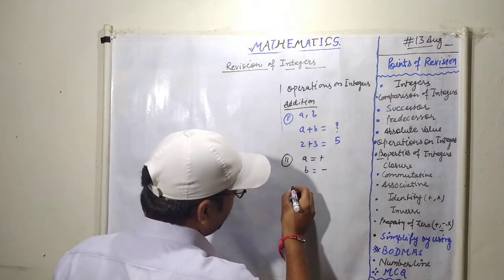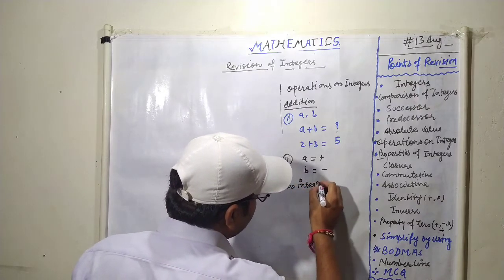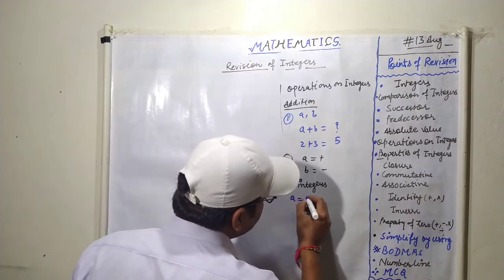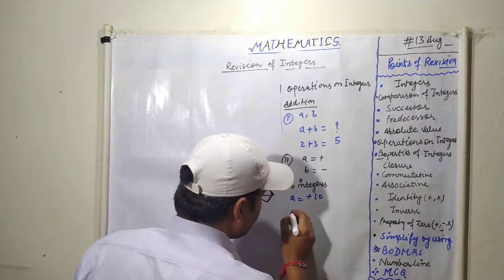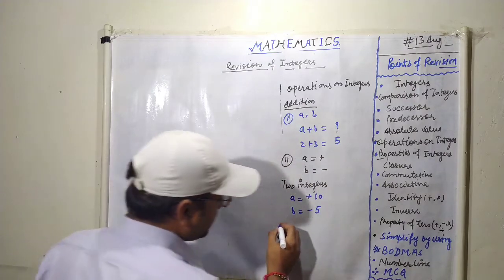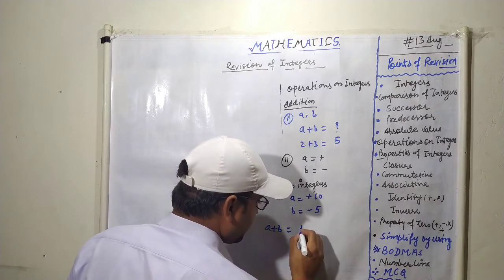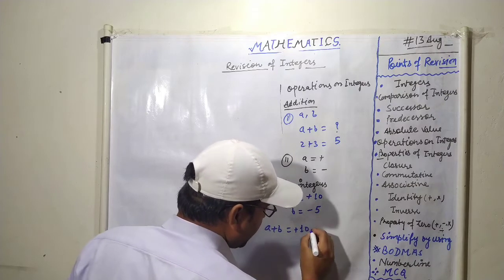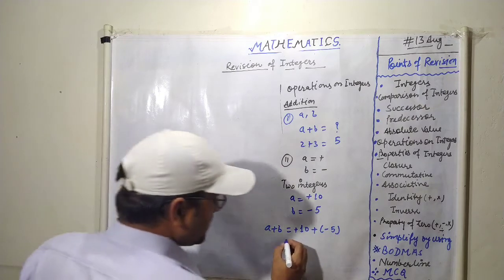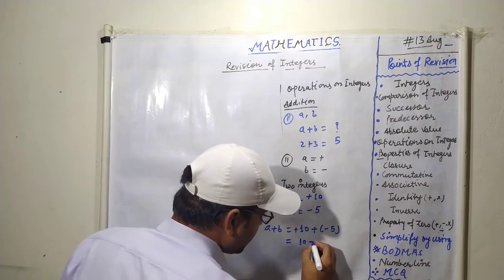Very easy. Suppose I have taken two integers, a is equal to plus 10 and b is equal to minus 5. So how will you add this one? According to that, a plus b, okay, a is plus 10 and a plus sign, and then after that b is minus 5, so write it in a bracket, okay. So then after plus 10, you will write only 10, and here is a plus sign and then minus 5.